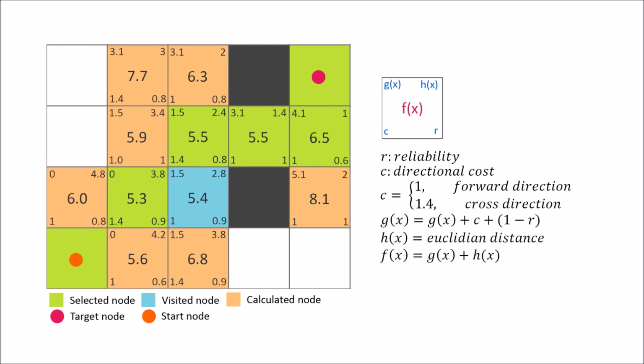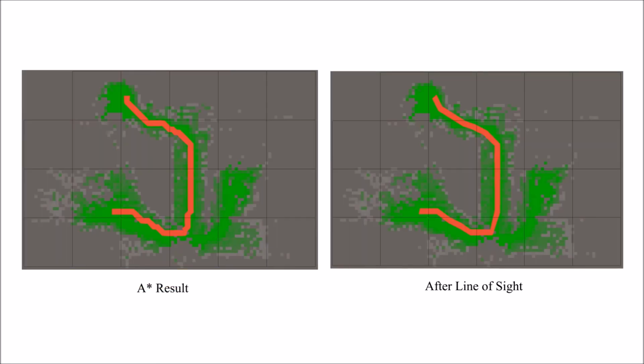Also, we find Gx, which is directional cost plus (1 minus reliability) plus Gx. Gx on the right side is the Gx of the previous grid, where we came from to reach the current grid. The sum of Gx and Hx gives us the cost of the next movement.